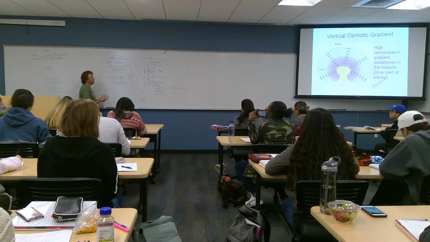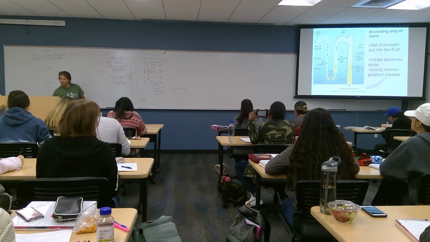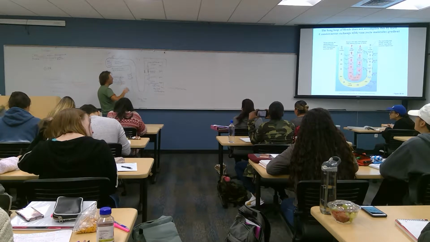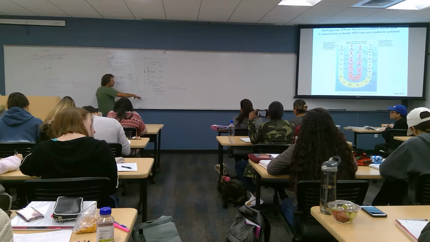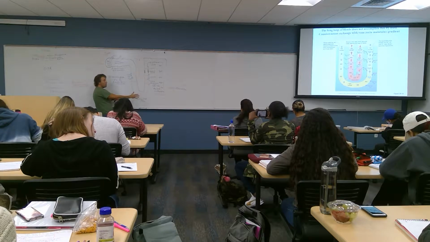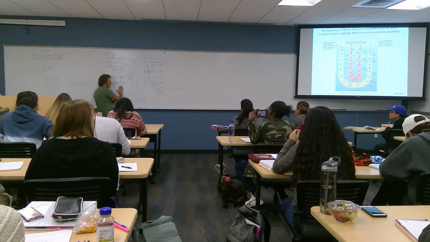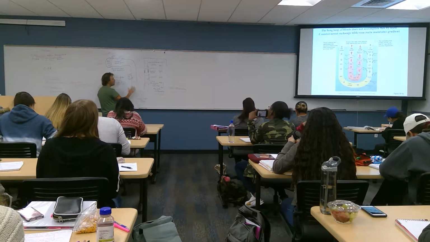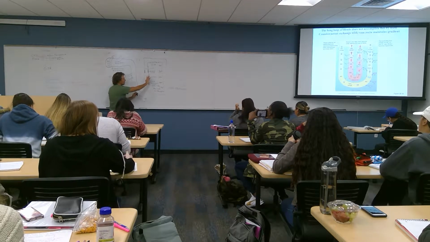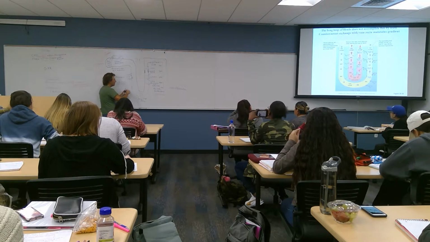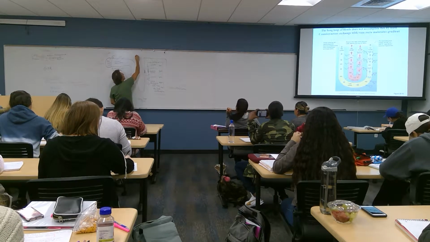But we have to do the vasa recta, and then we'll come to the punchline. The vasa recta, a complicated picture. The idea is once we have that gradient, we don't want to mess with it because we're going to be filtering 180 liters a day. We don't want water to come here and salts to come here. We need something now to pick up that salt and then pick up the water. That's why it's the vasa recta. The vasa recta maintains the gradient.